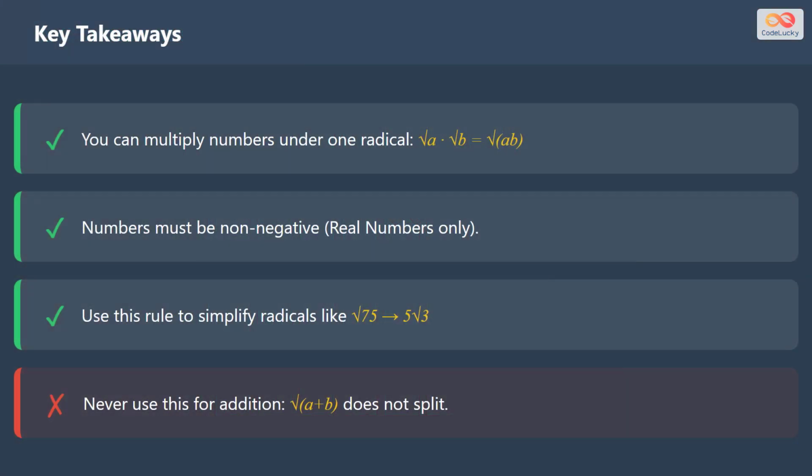To summarize, you can multiply numbers under a single radical. Ensure your numbers are non-negative. Use this rule to simplify large radicals by factoring out perfect squares. And finally, remember that this rule does not work for addition.